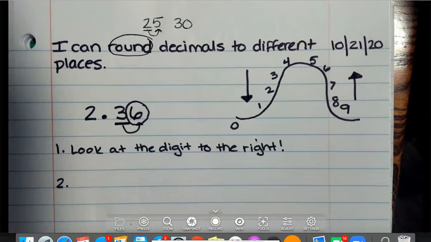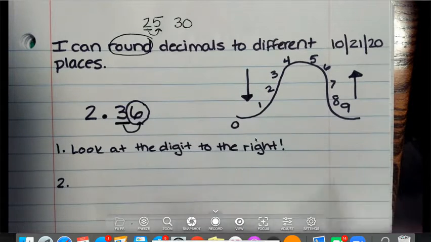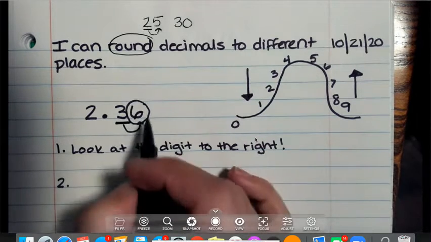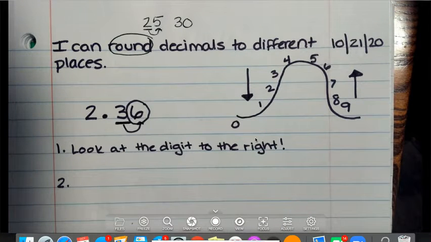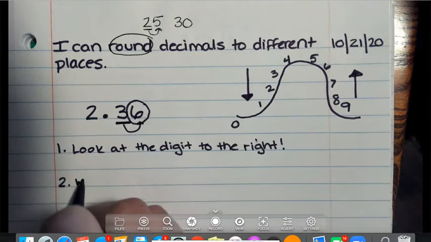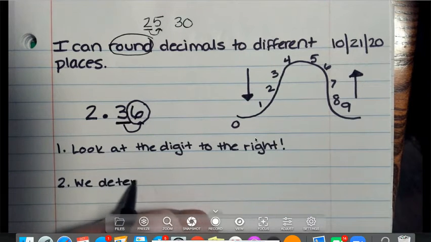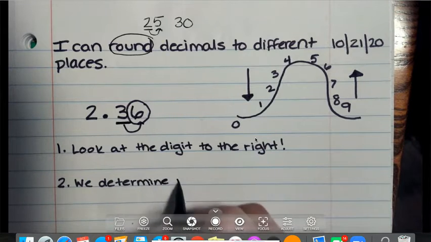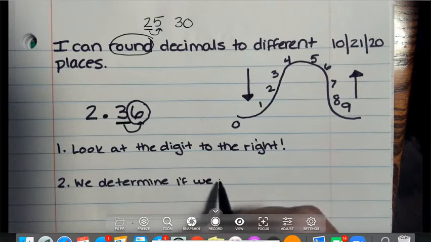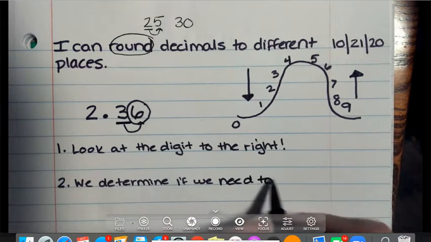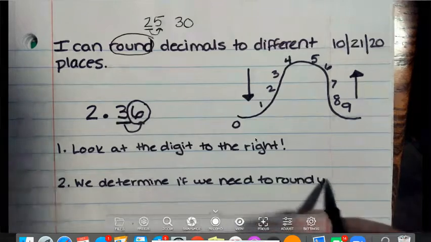Step 2. We know that if the digit is 5 or greater, we round up. If the digit is less than 5, then we leave it alone. So 6, what do we know about 6? Step 2, we determine if we need to round up or down.